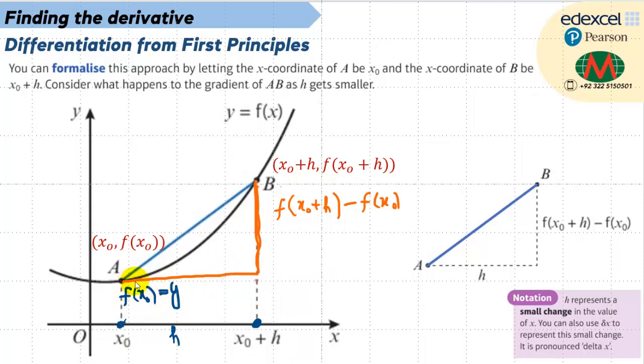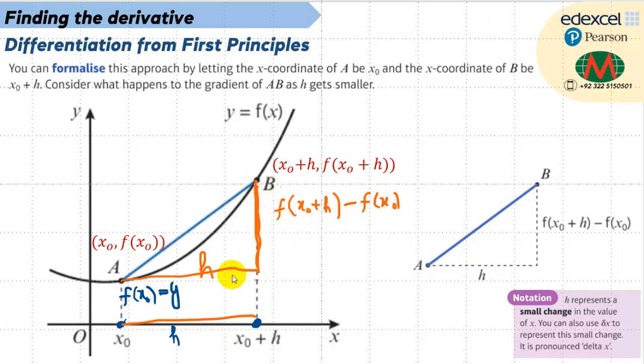And this gap from here to here, we are familiar, this is h. Because we already know this is h, then this is also h.